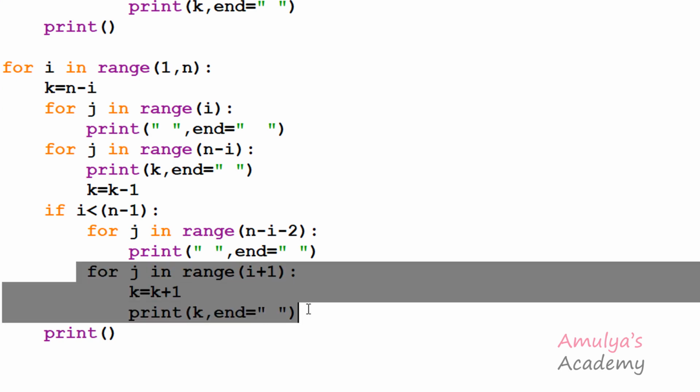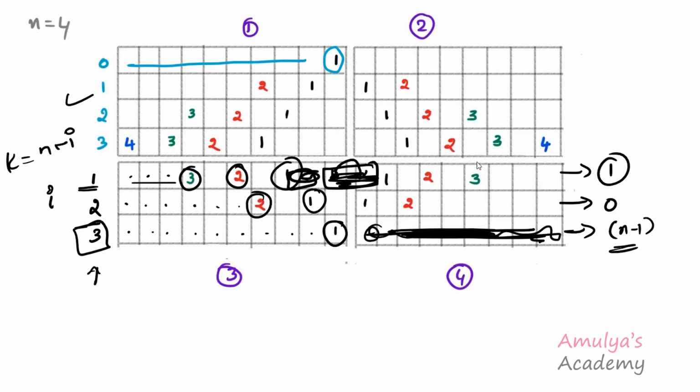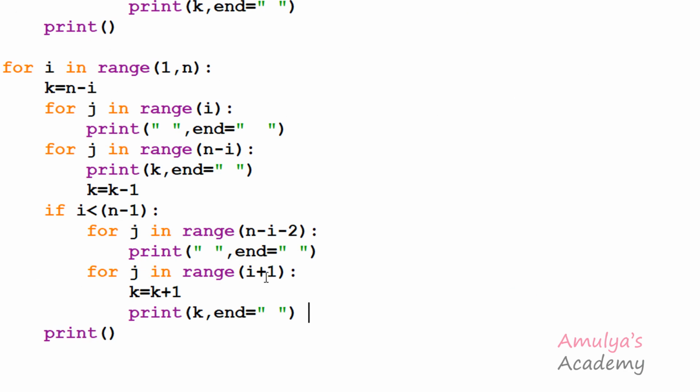Next, here we want to print the number. So how many numbers do we want? First we want 3 numbers, 2 numbers. We are not bothering about the last row. So that's why I'll take it as n minus i. This range is the same as this. Okay, we need to take the same range. So next k value, the rest is the same.